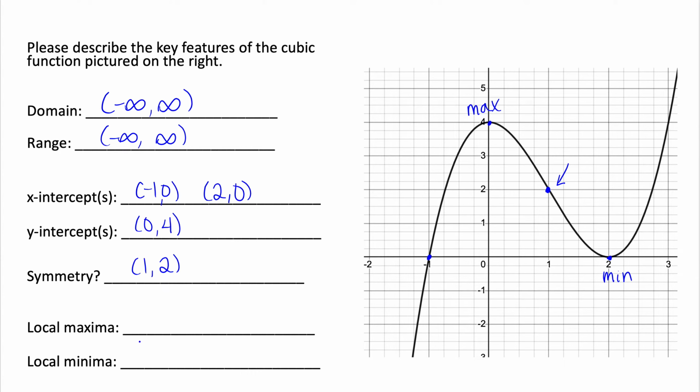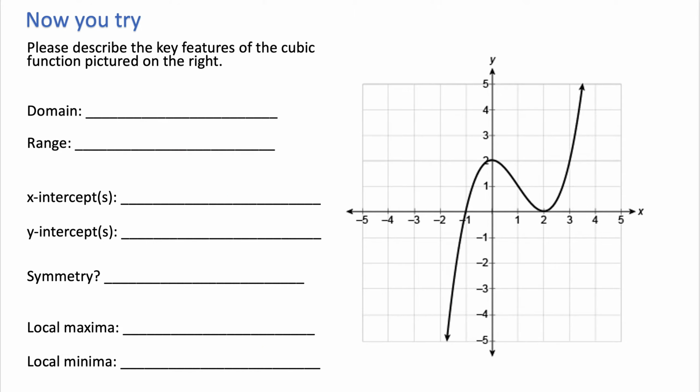It has a local maximum of 4 at x equals 0, right? Remember, the maximum value is going to be the y value of the graph. It has a local minimum of 0 at x equals 2. So that's how we describe the key features of this function.